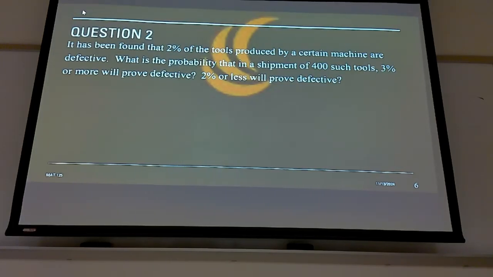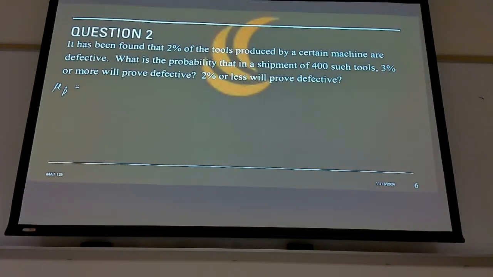It's been found that 2% of the tools produced by a certain machine are defective. Find the probability that in a shipment of 400 such tools, 3% or more will prove defective, and 2% or less will prove defective. What is our population proportion? 0.02.